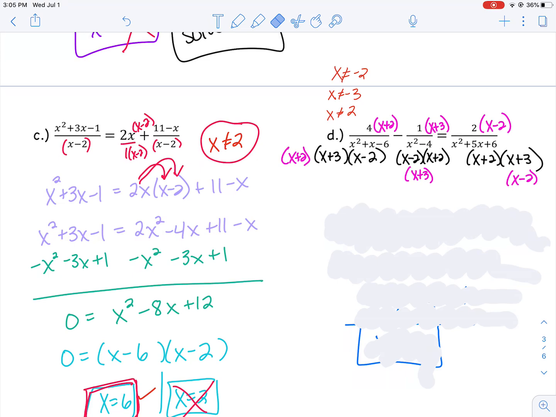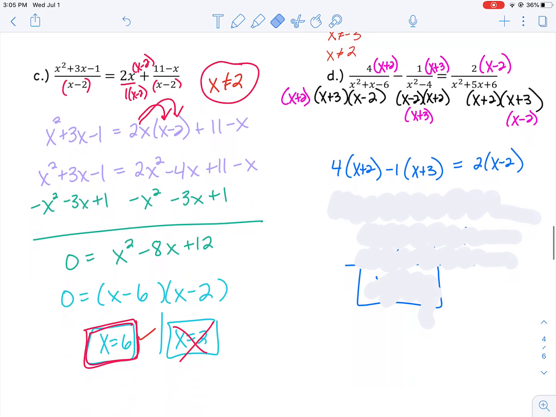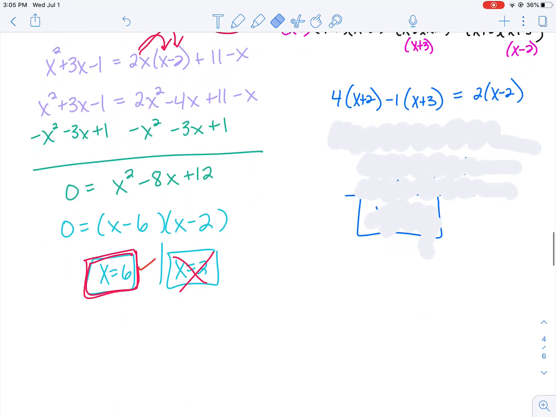So looking at my numerators, I have 4 times the quantity x plus 2, a negative 1 times the quantity x plus 3, is equal to 2 times the quantity x minus 2. Don't forget about that negative sign in the middle there. Let's go ahead and distribute the 4, the negative 1, and the 2 so we can finish solving.